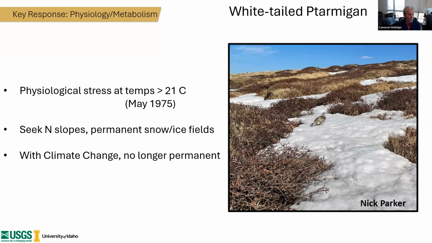But in the summertime, when it gets hot, birds seek out these north-facing slopes or underneath boulders where temperatures can be 10, 20, 30 degrees cooler. And they also sneak out to these permanent snow or ice fields to basically actively thermoregulate. What we've seen in the last 30 years is the number of days where temperatures exceed 21 degrees is drastically growing, and those ice fields have actually disappeared in the last 10 years in a lot of the alpine habitat.